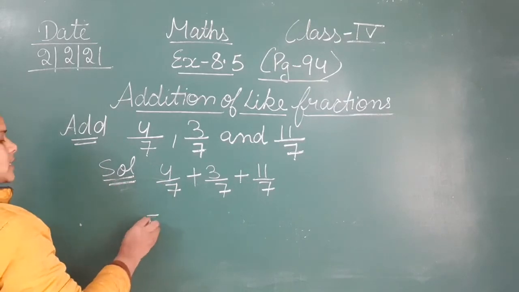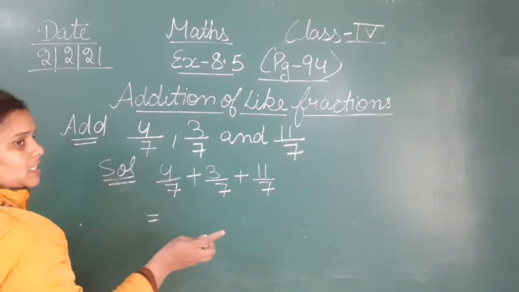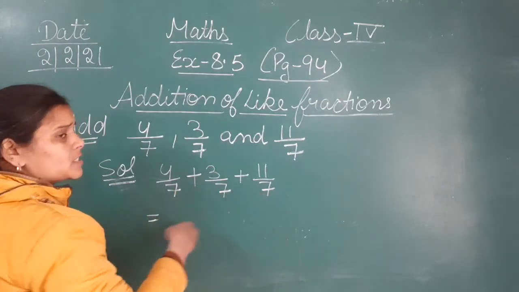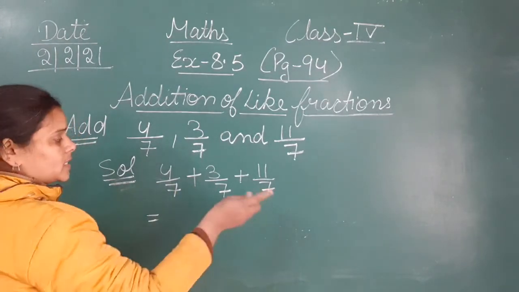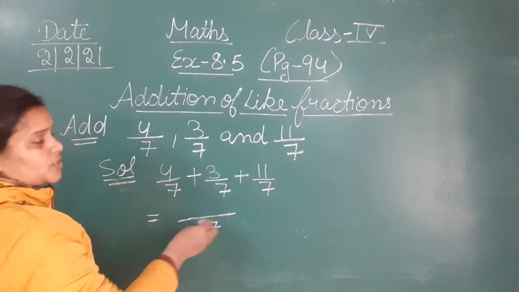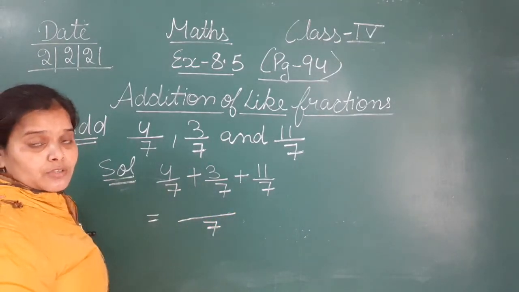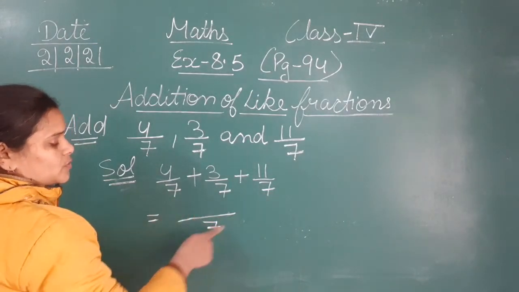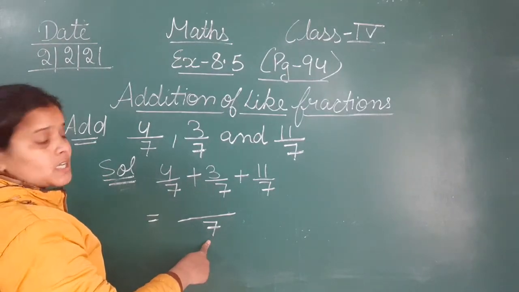The next step is that, as we can observe, the denominators of all these fractions are 7. इन तीनों का denominator क्या है? 7. So they are like fractions. So we will take a common denominator for the three of them. That is 7, 7 and 7. So I have taken the common denominator 7.